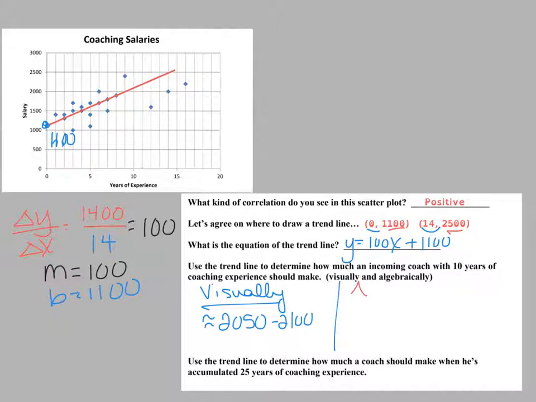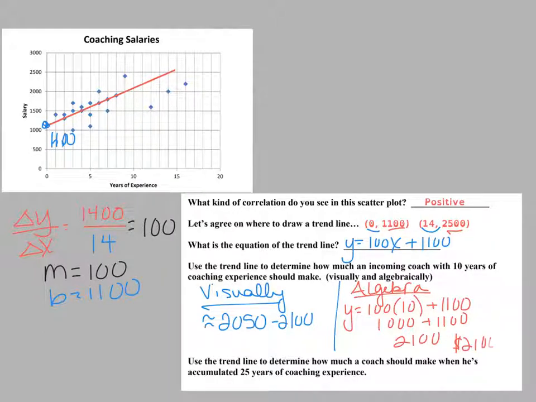Second, we're going to try it by algebra. So we're going to use our equation to help us come up with a good estimate. So this time y equals 100, and instead of x, I'm replacing 10 because he has 10 years of coaching experience, plus 1100. When I do this, I get 1,000 plus 1100, 2,100. So it looks like the coach is making about $2,100 when I use algebra. Convenient, because that's very similar to what I predicted visually, so likely my equation's in good shape. I would like you to try this last problem by yourself. Pause the video, and then come back and see if you agree.